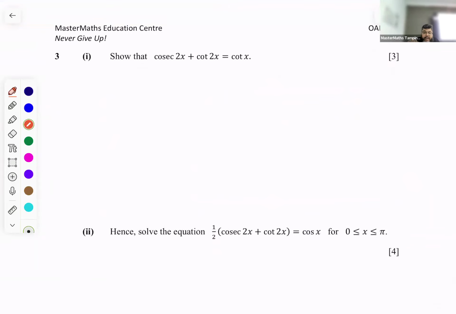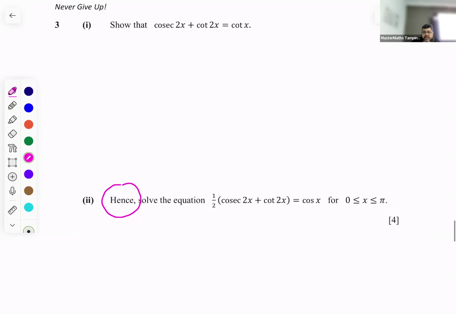Please note, whenever you see this word hence, what does it mean? You have to use the previous part's answer and working in order to complete this. So make sure you know this. Hence is very important.